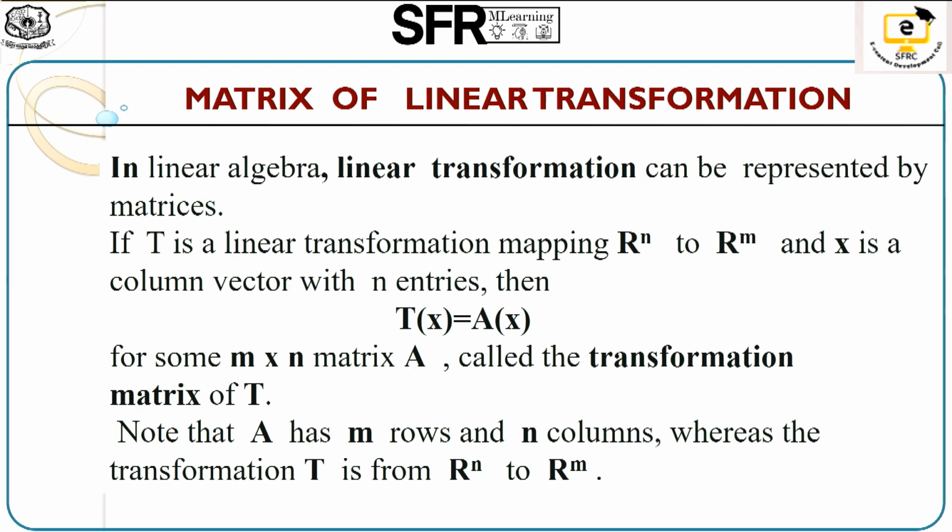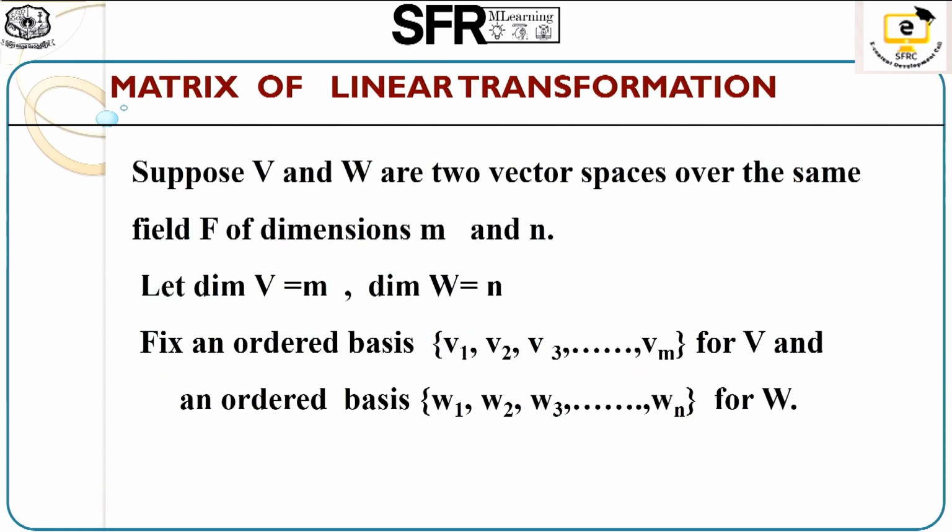In linear algebra, linear transformations can be represented by matrices. If T is a linear transformation mapping R power n to R power m, and X is a column vector with n entries, then the transformation T of X is equal to A of X for some m cross n matrix A, called the transformation matrix of T. Note that A has m rows and n columns, whereas the transformation T is of the form R power n to R power m. Next we see the matrix representation of linear transformation.